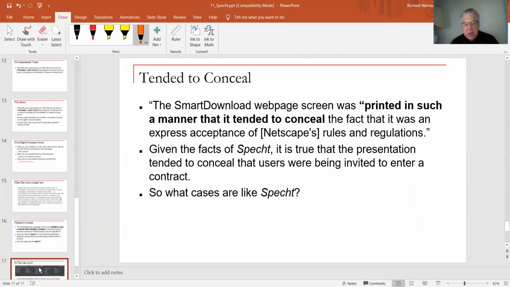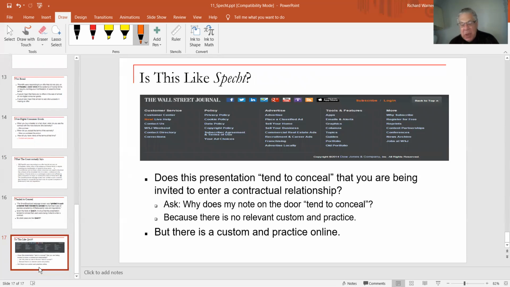And so let's go back to this. Is this like SPECT, right? Think back to our Wall Street Journal example, or almost any website you've been to. Does this presentation tend to conceal that you're being invited to enter a contractual relationship? I'd say no. It's not like the note on the door. The note on the door works because there's no custom and practice of expecting terms to be posted there. The paper in the box in offline contracting works because there is a custom and practice of expecting a contract to be in there.